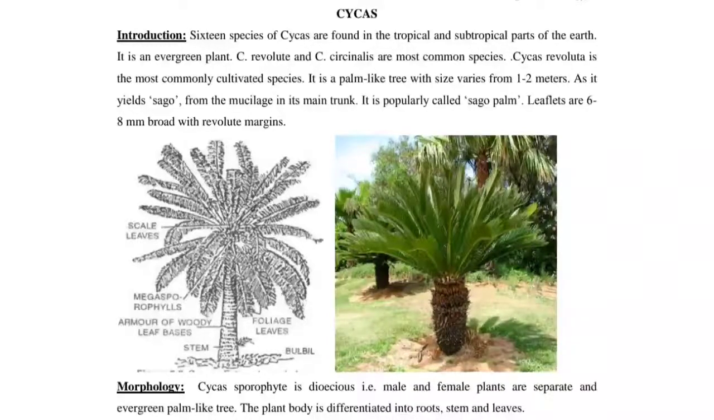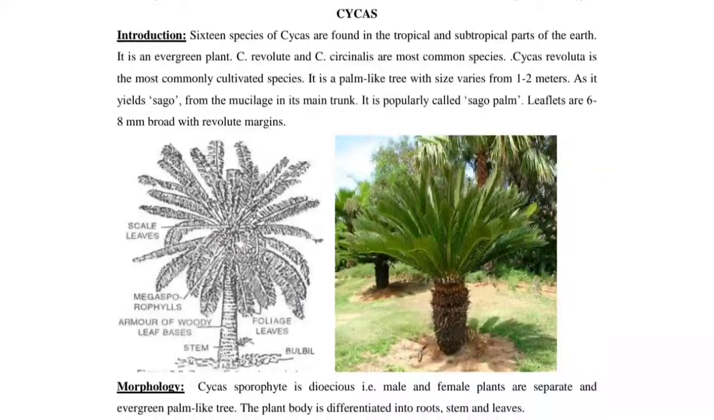It yields sago from the mucilage in its main trunk. It is popularly called sago palm. Leaflets are 6 to 8 millimeters broad with revolute margins. Morphology. Cycas sporophyte is dioecious, i.e. male and female plants are separate, and an evergreen palm-like tree.